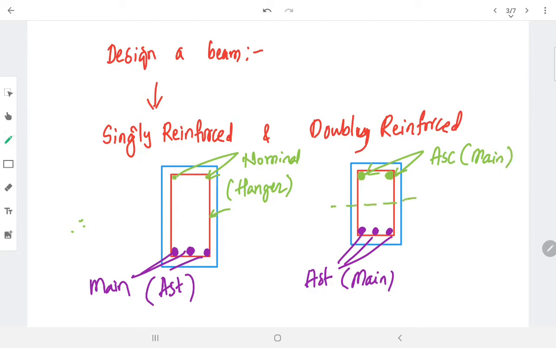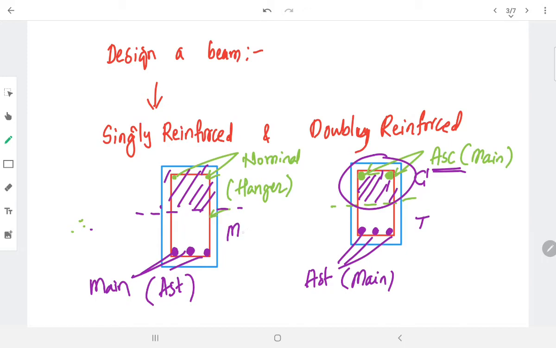As we know, the top fibers are in compression and the bottom fibers are in tension. If the compressive stresses exceed the capacity of the concrete in the compression zone, we need to introduce additional reinforcement, which we call Asc. Whereas in a singly reinforced beam, the compressive stresses are well within the limit, that means less than the capacity of the concrete.